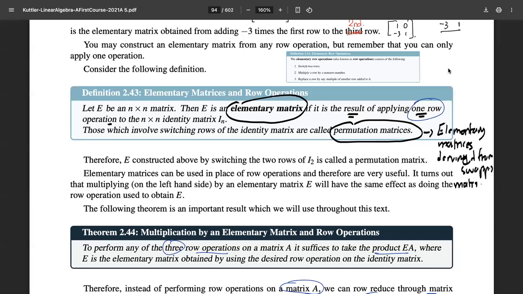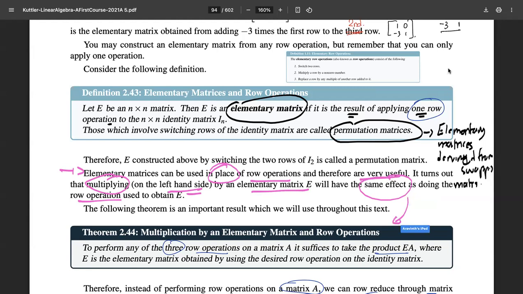So this is the key idea that I was talking about earlier, right here. Elementary matrices can be used in place of row operations, and that turns out to be very useful, as we'll see later on. And multiplying, and this is important, on the left side by an elementary matrix will have the same effect as doing the row operation to obtain E. So it's very important to multiply elementary matrices on the left, not on the right. So that is encapsulated here.